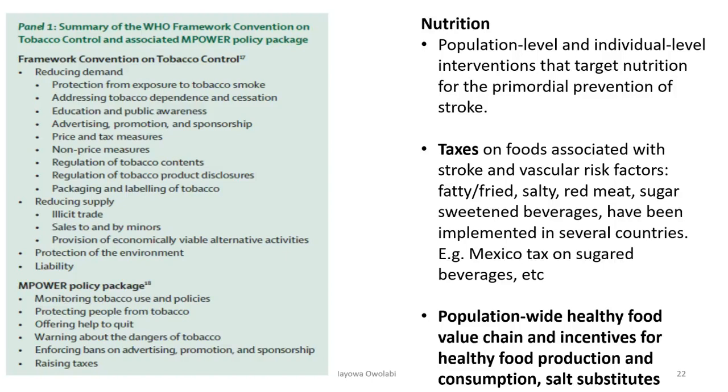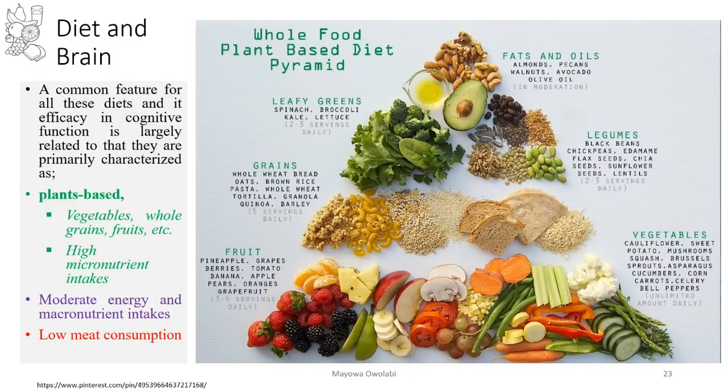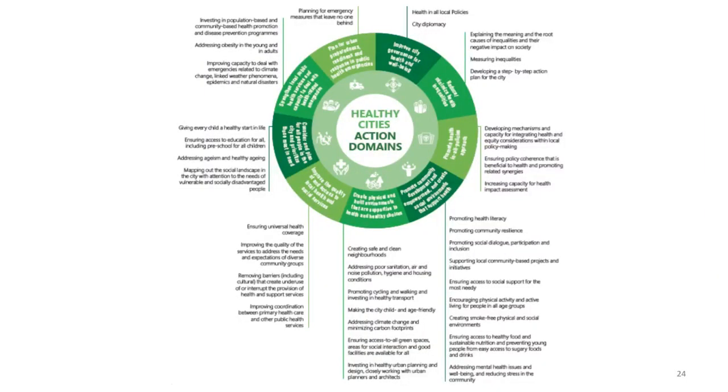So a population-wide healthy food value chain is also important to provide healthy alternatives across the value chain for food that is fresh and healthy, and then incentives for healthy food production and consumption, as well as salt substitutes to prevent hypertension. So for the dietary aspect, which also improves overall brain health, micronutrient intake and plant-based diets are to be encouraged, and moderate energy consumption and low meat consumption are important to avoid obesity, avoid atherosclerosis, and reduce the risk of stroke.